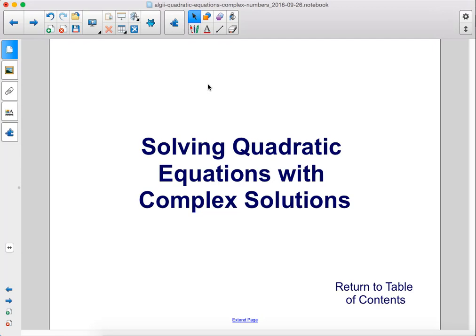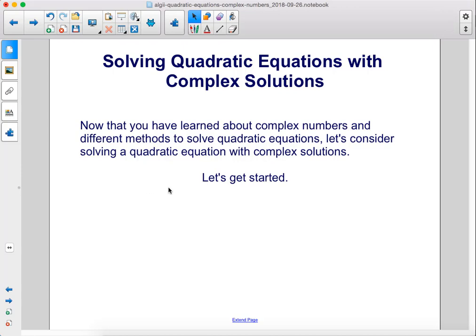Solving quadratic equations with complex solutions. Now that you've learned about complex numbers and different methods to solve quadratic equations, let's consider solving a quadratic equation with complex solutions. Let's get started.